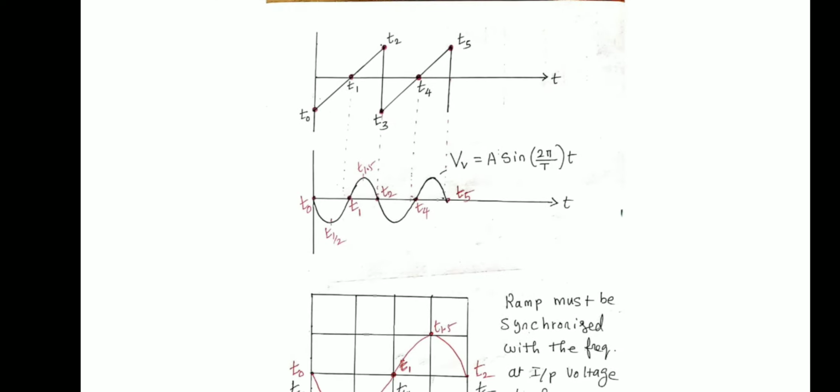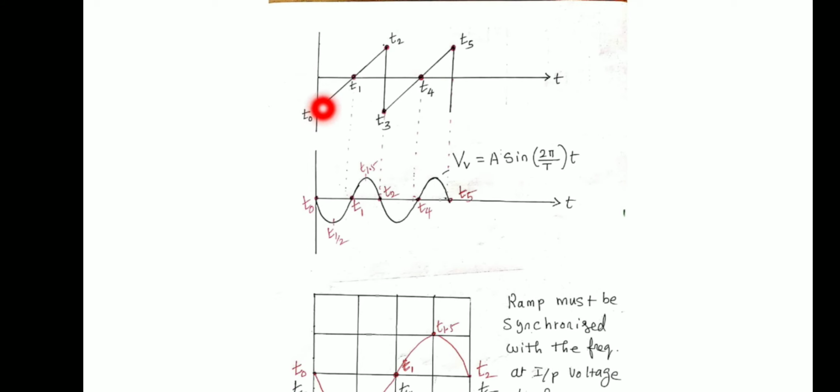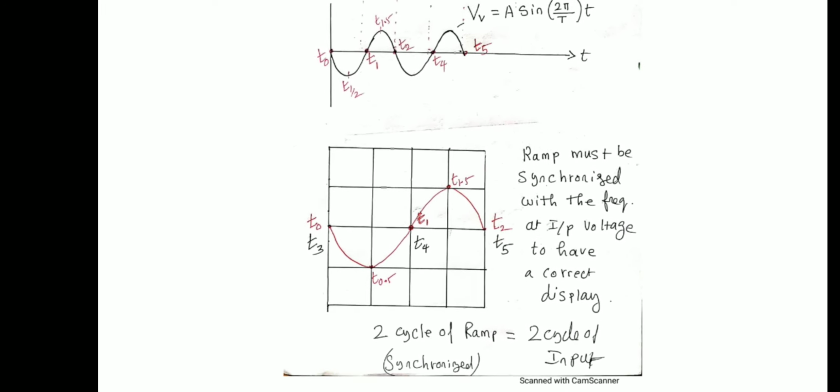right? Now look at this ramp signal from T0 to T1, T2. Here, the input signal from T0 to T1 is the negative half cycle, and from T1 to T2 the positive half cycle. So the ramp signal from T0 to T1 tries to move this luminous spot in the horizontal direction along the entire line from T0 to T1. But in the vertical, the input signal tries to move it in this sinusoidal path, right?